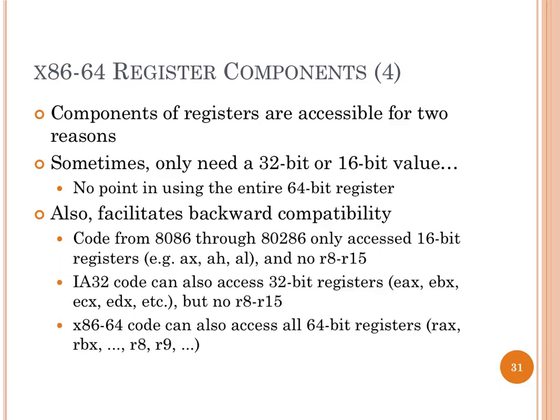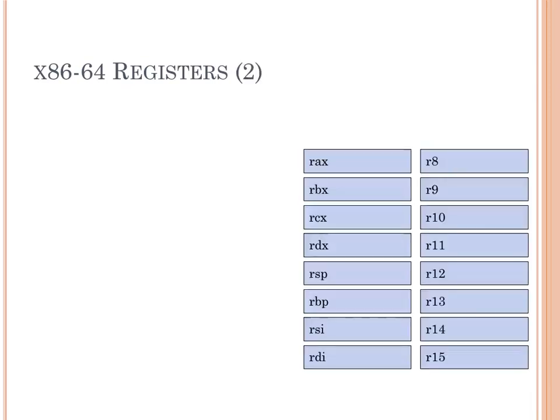All right, yeah, so IA32 can access 32-bit registers, but not R8 through R15. IA32 can actually refer to 64-bit registers, I believe. There's all these weird things you can do. X86-64 can access everything.